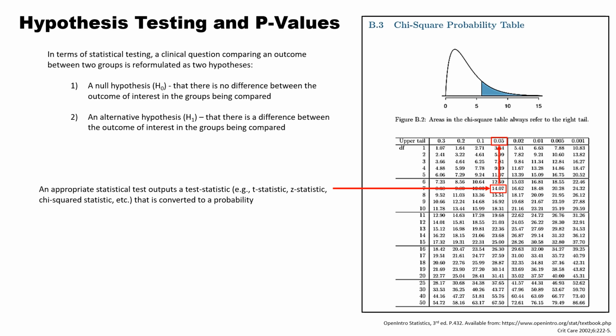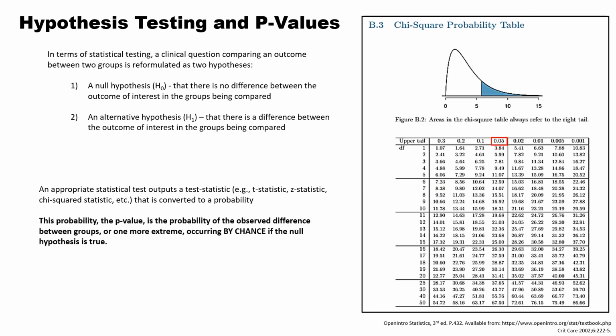And so if you look at the right-hand side of this slide, you see the chi-square probability table that we talked about earlier. And the way that this used to be looked up is we would find here under 7 degrees of freedom at a p-value of 0.05, our test statistic is 14.07. And so we would compare the test statistic that we got to that in the table to determine a level of statistical significance. This probability, the p-value that we find, is the probability of the observed difference between groups or one more extreme occurring by chance if the null hypothesis is true.